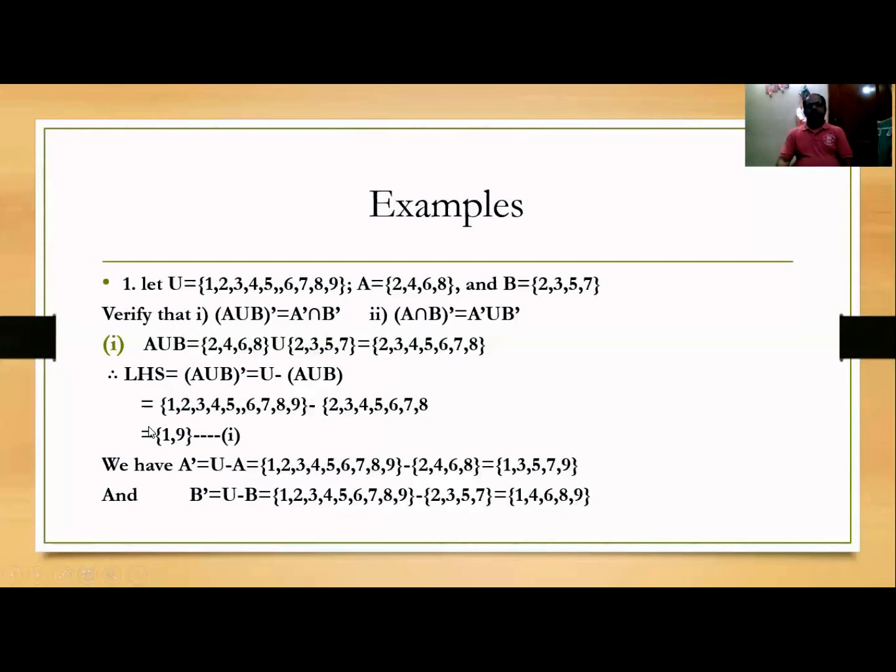Universal set U is given. It is 1 to 9, the set containing numbers 1 to 9, right? So U is 1 to 9. Then A union B we got here only. It has 2, 3, 4, 5, 6, 7, 8. These are the numbers. So just take the difference of these two.